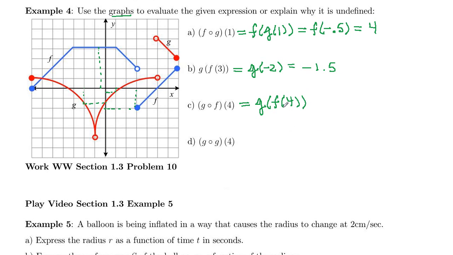So f of 4, work from the inside. So we go across to x equal 4: 1, 2, 3, 4. Come down to our function f, go across. We're at height negative 1. So this is g, plug in negative 1.